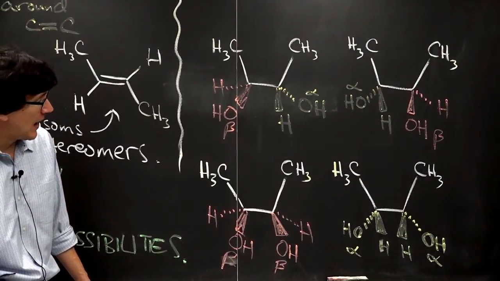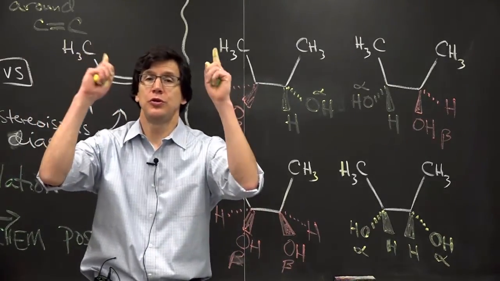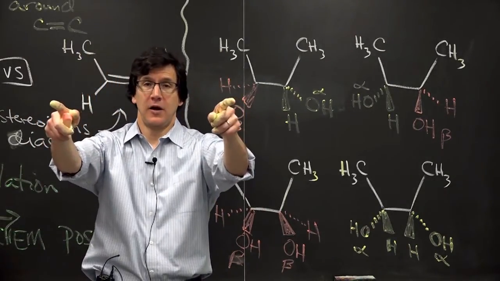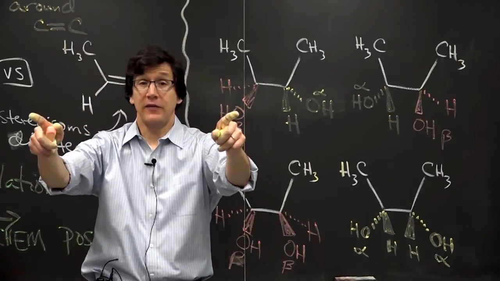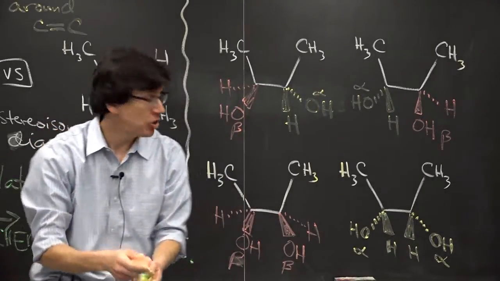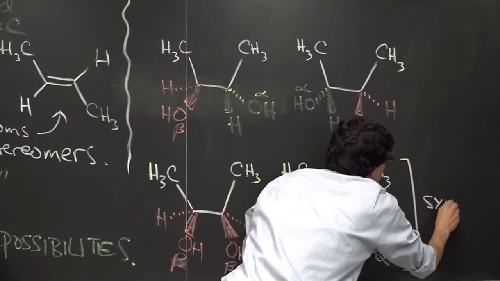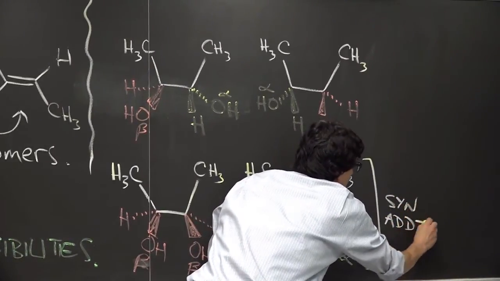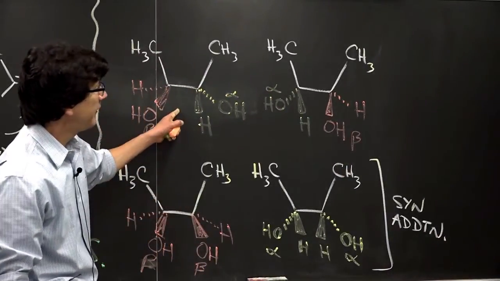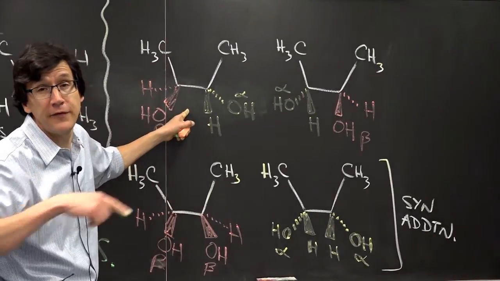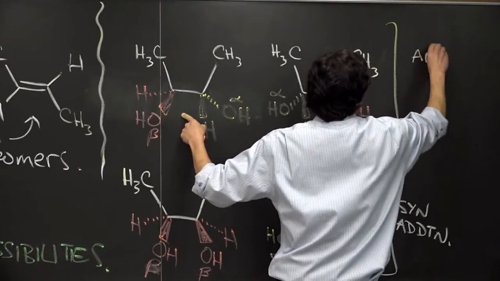I want to introduce you to a little bit of terminology here. When you do 2 things on the same face of an alkene or some other group of this type, on the same face, that is called a syn addition. Okay, so these would be examples of syn addition. So that just means same face addition. This mode of addition, where one group adds from one face and the other group adds from the other face, is known as anti-addition.